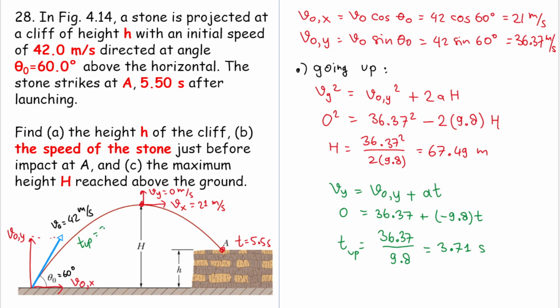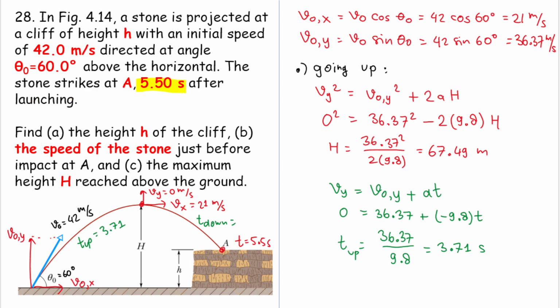So this time, when it is going up, is equal to 3.71. But from here, we can calculate the time when it is going down, so we have t going down here. Why? Because we know the total time is 5.5.